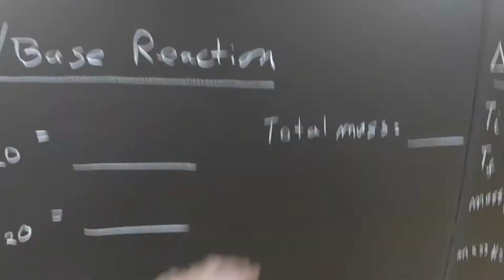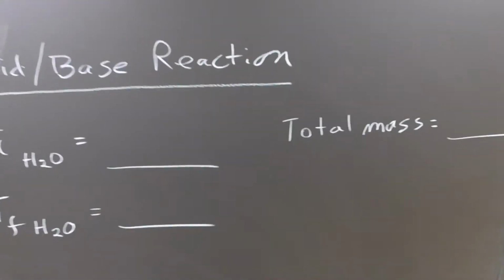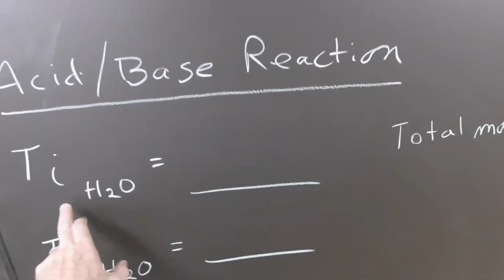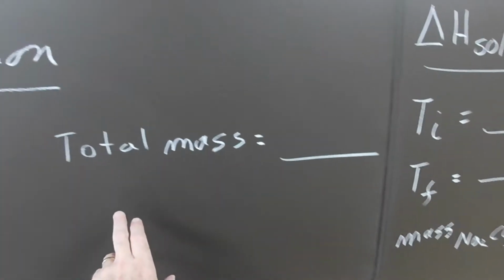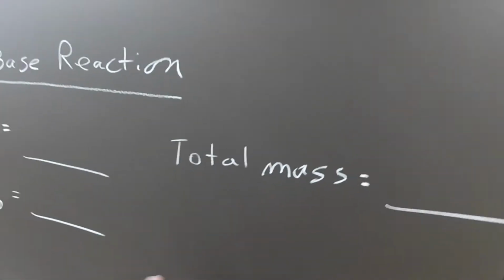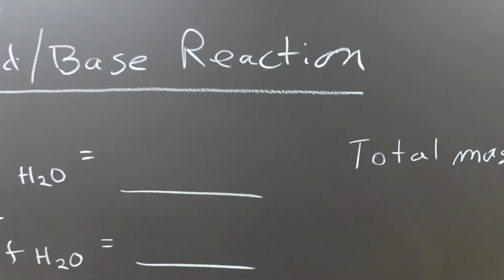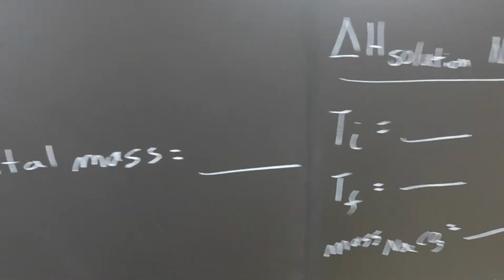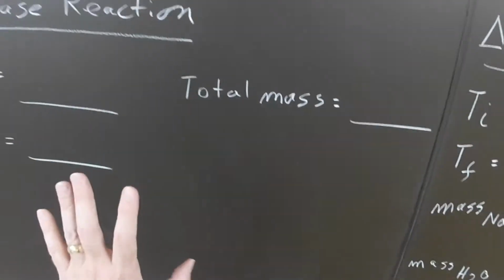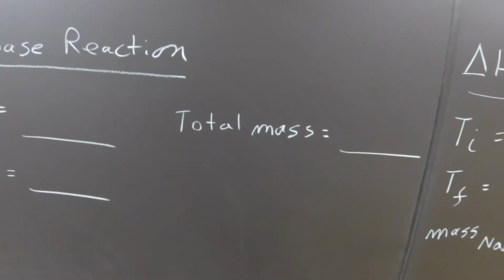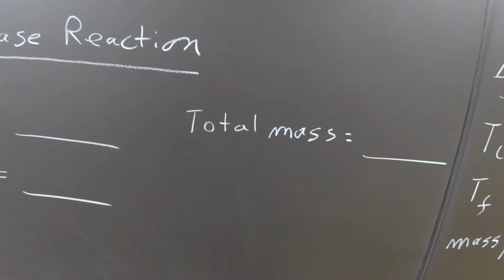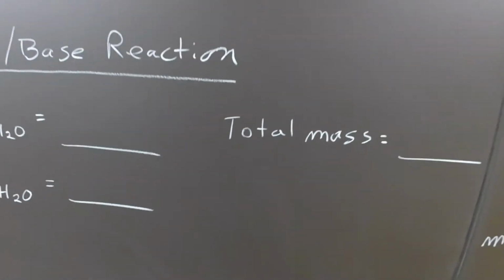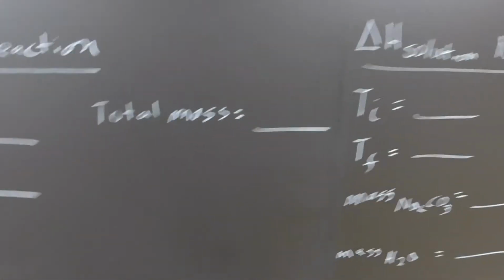This is an acid-base reaction, which does generate some heat, and you'll have an initial temperature, you'll have a final temperature, you'll have a total mass of the water that's in the calorimeter, and I'll show you how to calculate that. And from that, you will be able to calculate the enthalpy of the acid-base reaction based on the amount of water produced in the reaction.